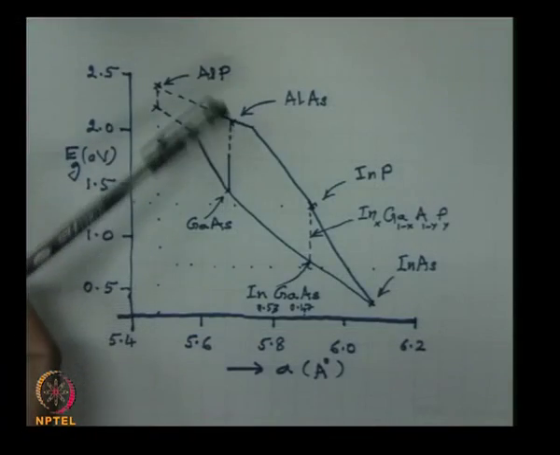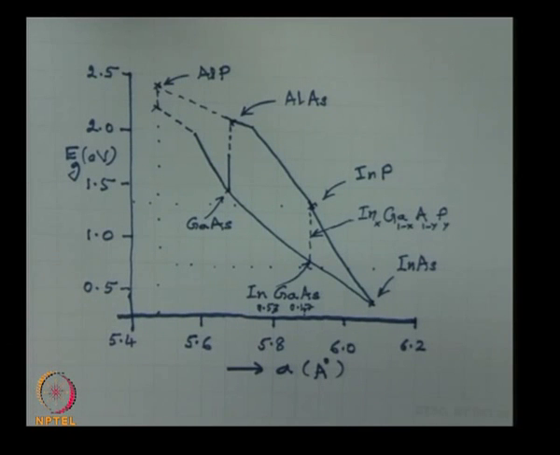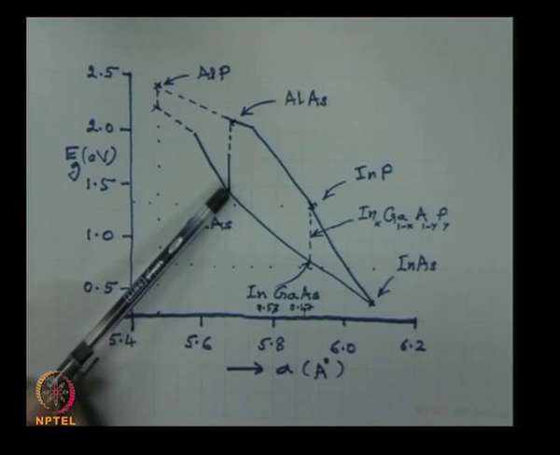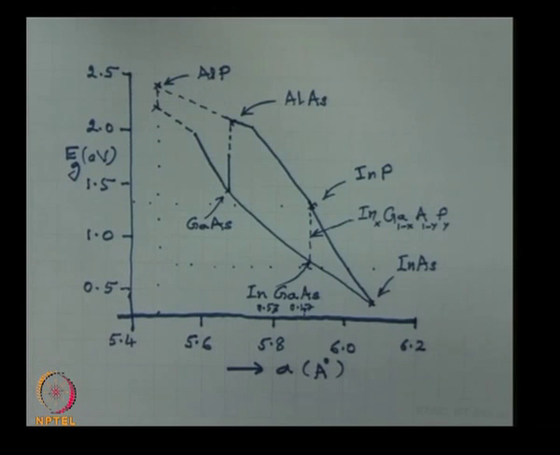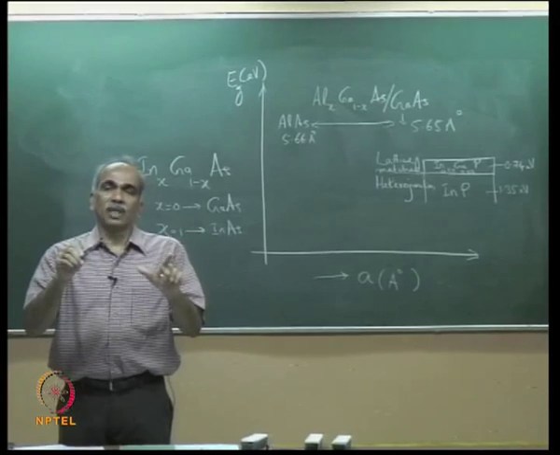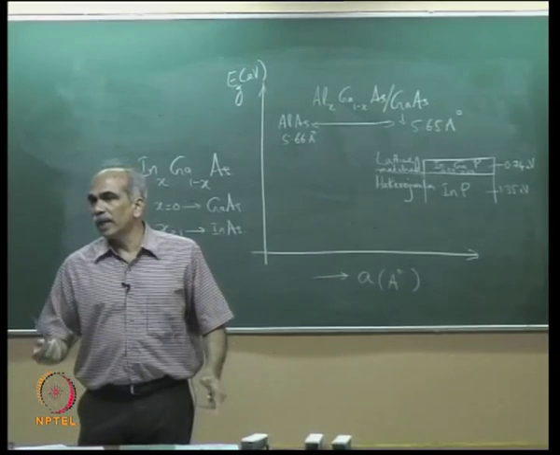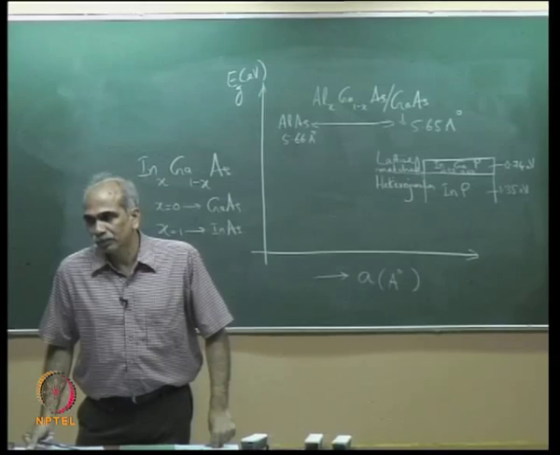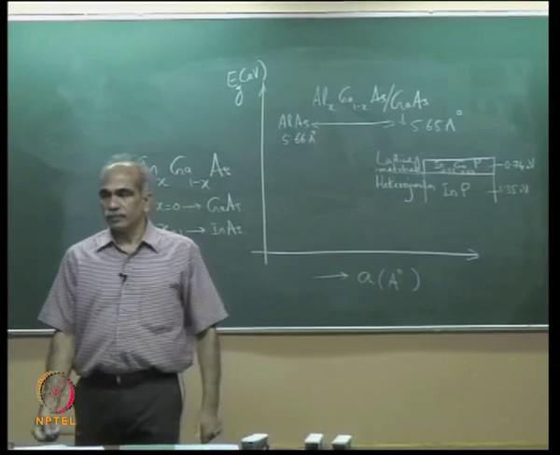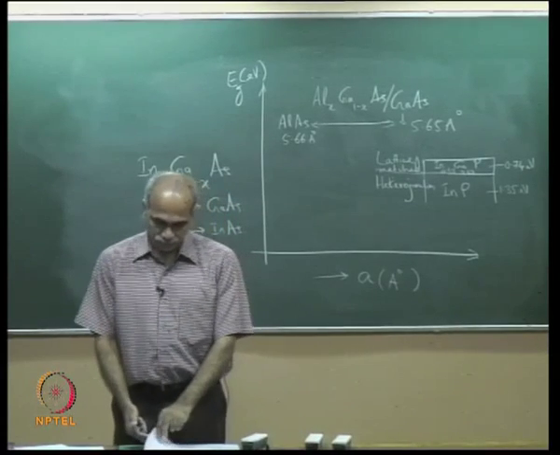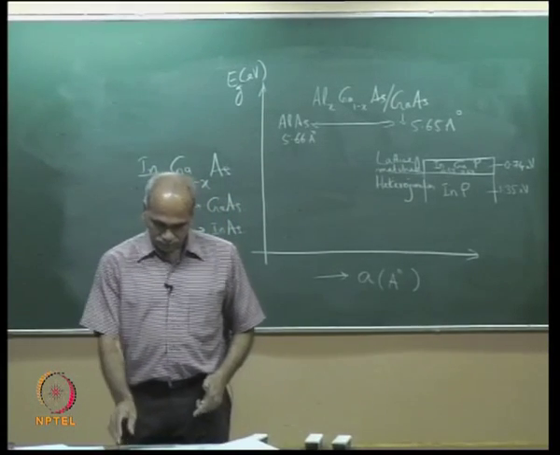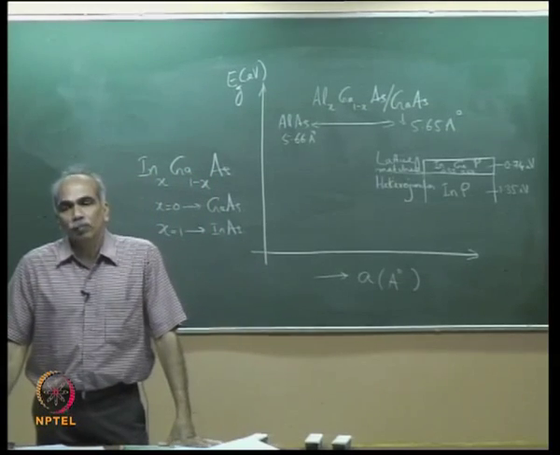You see some dotted lines and solid lines here. Solid lines indicate the region where the material is direct band gap, and dotted line indicates the region where it is indirect band gap. In the last class, we discussed that up to X equal to 0.4, aluminum gallium arsenide is direct band gap, and beyond that it is indirect band gap. So this is an important curve.